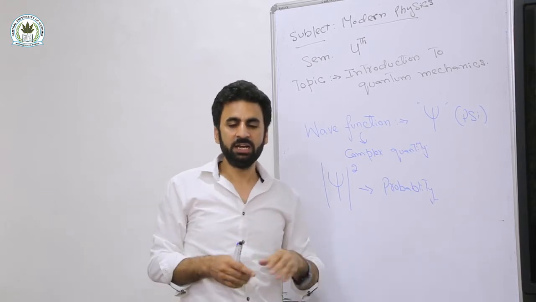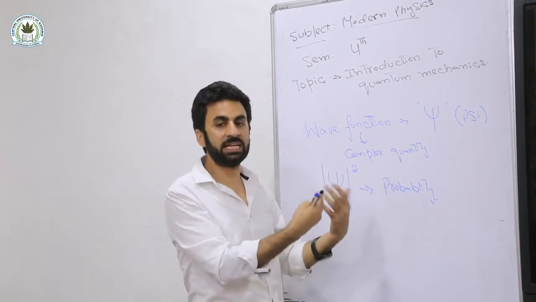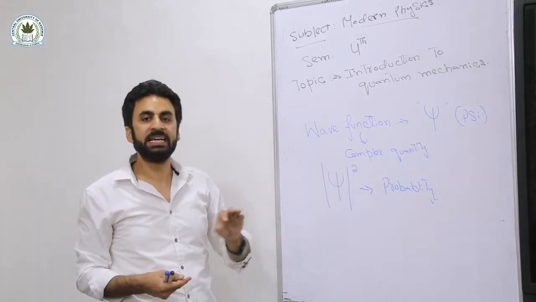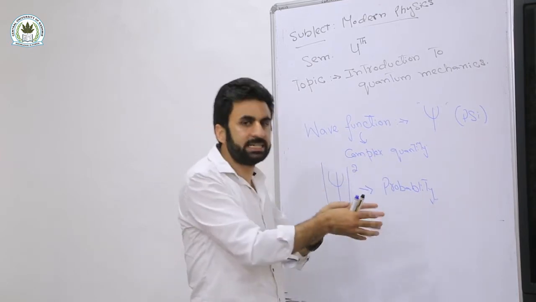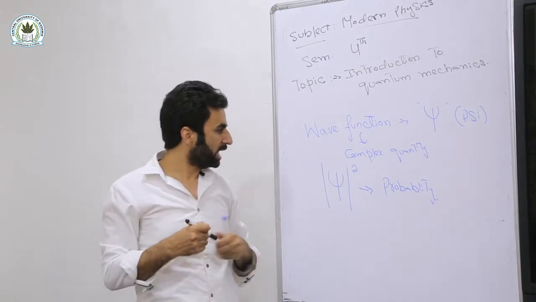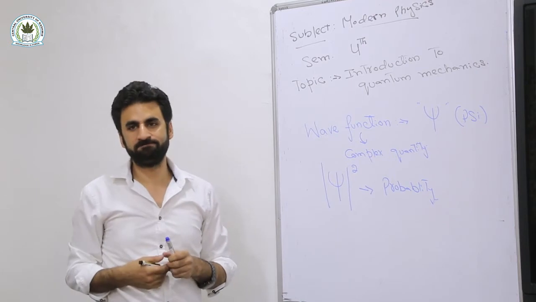As we discussed, the wave function itself is a complex quantity. It may not have a physical significance of its own. However, the square of this wave function gives us the probability of finding a particle at a given instant under given circumstances.